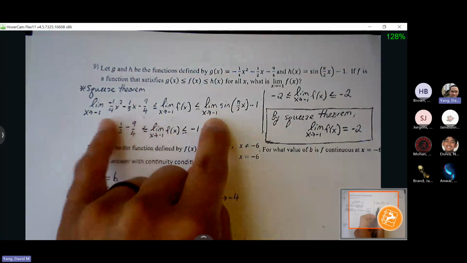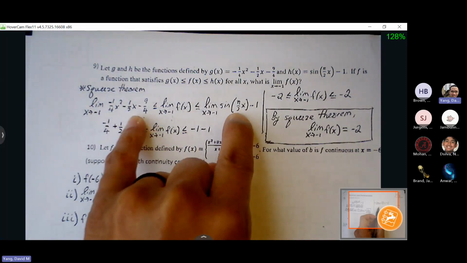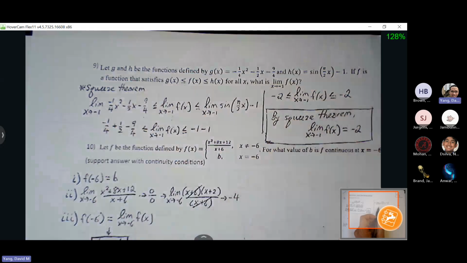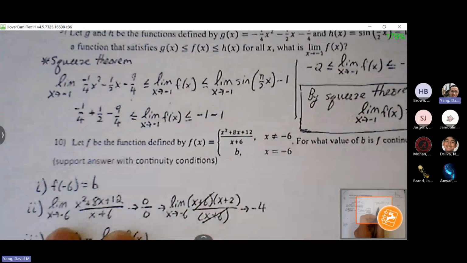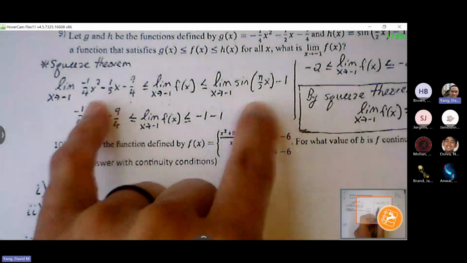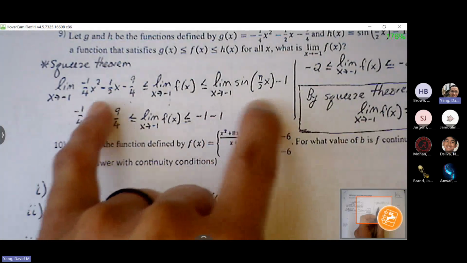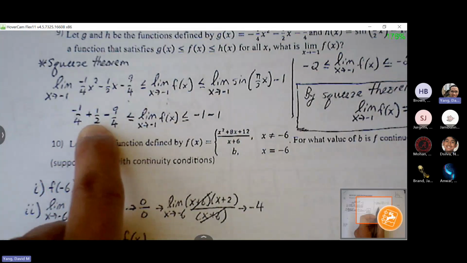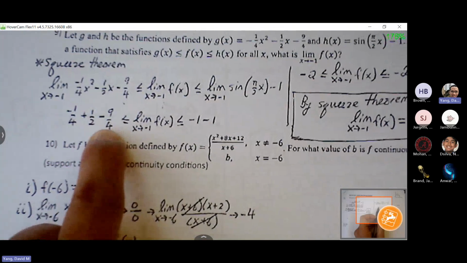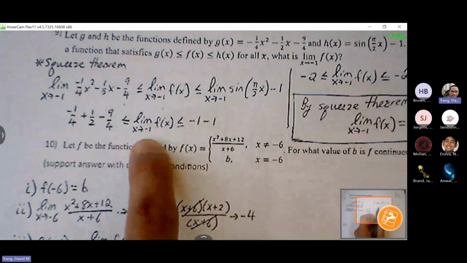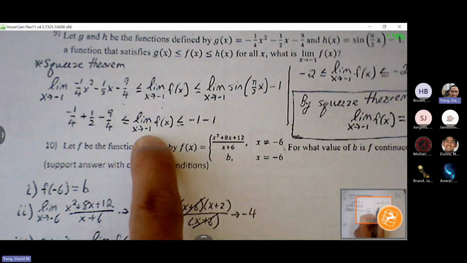Limit as x approaches negative 1 for each of our lower, middle, and upper function. We do have an upper and lower function to explicitly work with. So we're going to copy that down and evaluate the limit, go through direct substitution for both. Plug negative 1 in for x. I get negative 1/4 plus 1/2 minus 9/4. That gives me negative 2. The middle will stay unresolved.